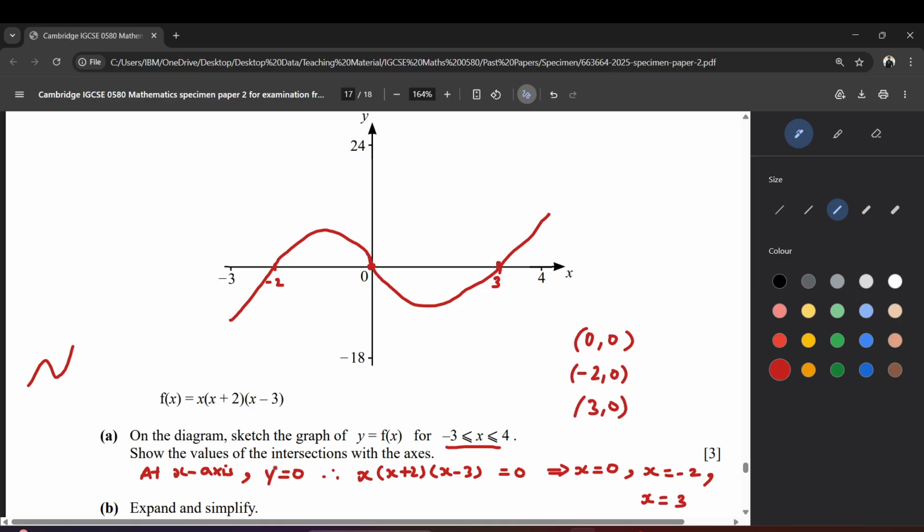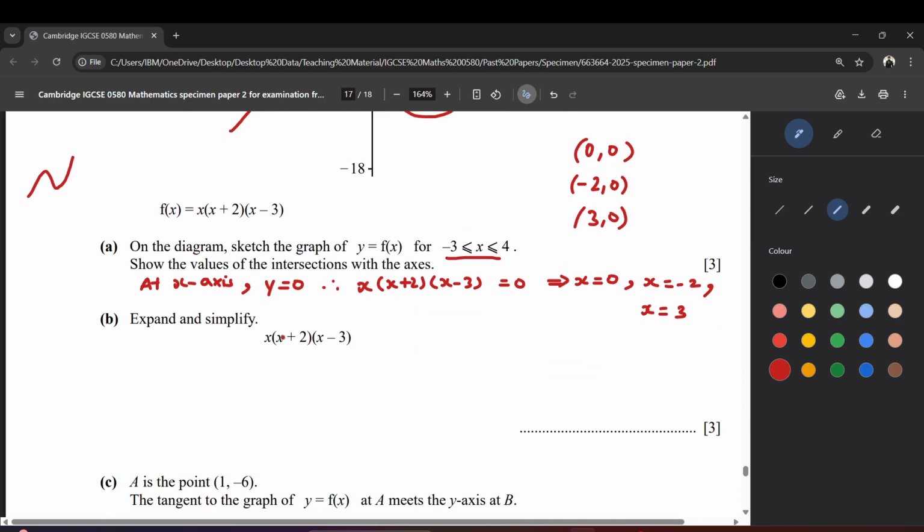And it says show the values of the intersections with the x-axis. So the values of intersections will be over here. You should write the coordinates. So this is (3, 0), this is (0, 0), and this is (minus 2, 0).